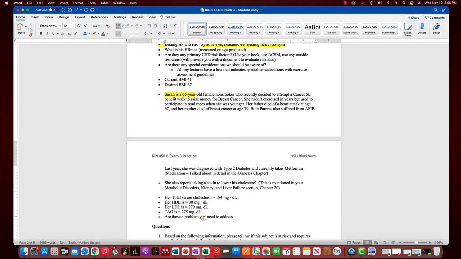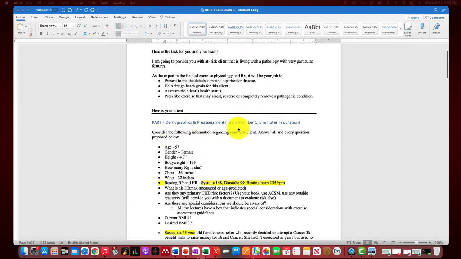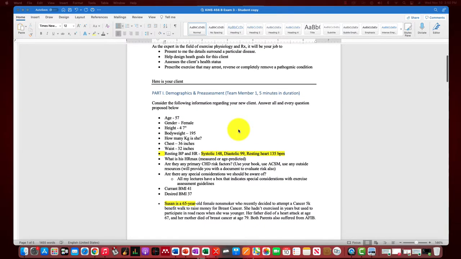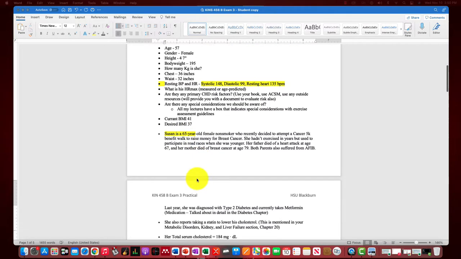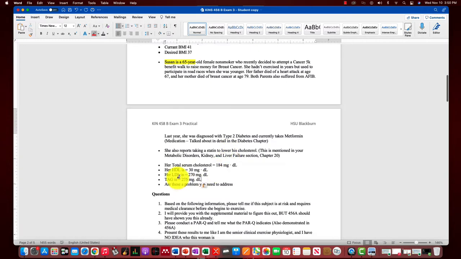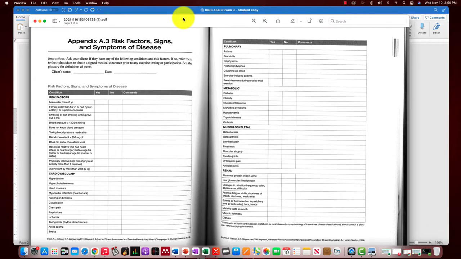Now, what you need to do is, if you are doing this section, if you're team member one, you need to present this person to me. You are saying, I am working with Susan. She's a 65-year-old non-smoker. And you are presenting to me the problem areas, and that should be abundantly clear. The next thing you're going to do is fill this out and tell me if she is at risk.